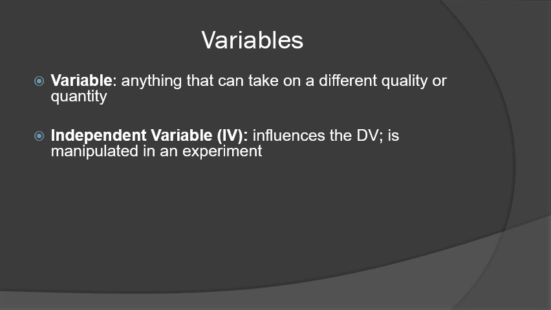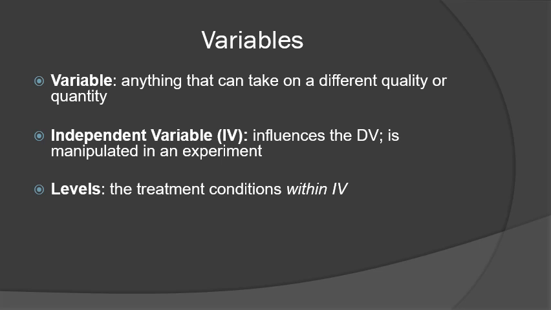The independent variable in an experiment is the variable that is manipulated by the experimenter. It is what the experimenter changes or assigns. So let's say you've got a research study and you're looking at how 2 different medications affect pain. Your independent variable in that case is the medications.